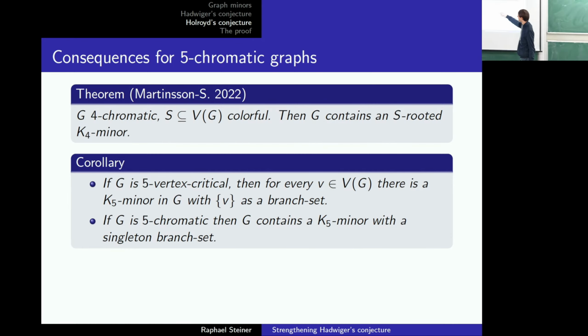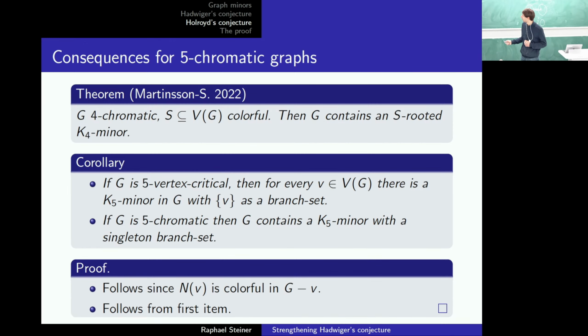And this implies directly, because every graph contains a 5 vertex graph, that every graph of chromatic number 5 has a K5 minor where one branch is of size 1. And this is strictly stronger than Hadwiger's conjecture for 5-chromatic graphs. I have an example, I think, on the next slide.